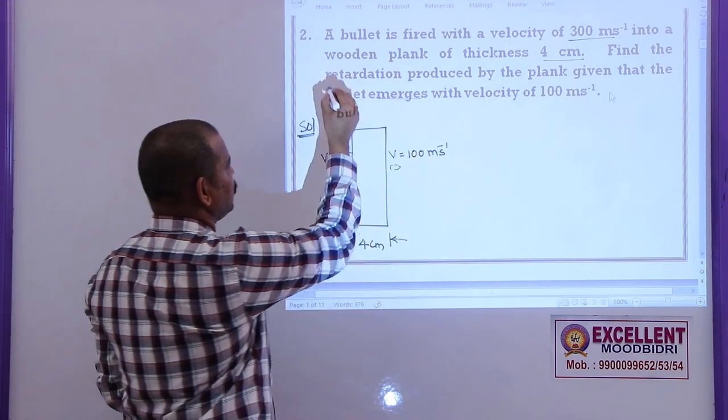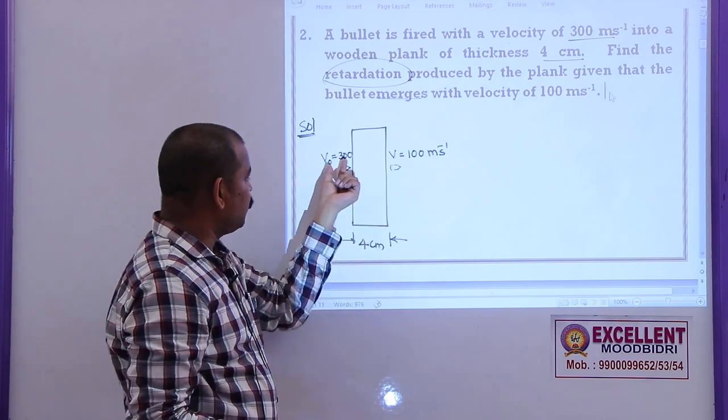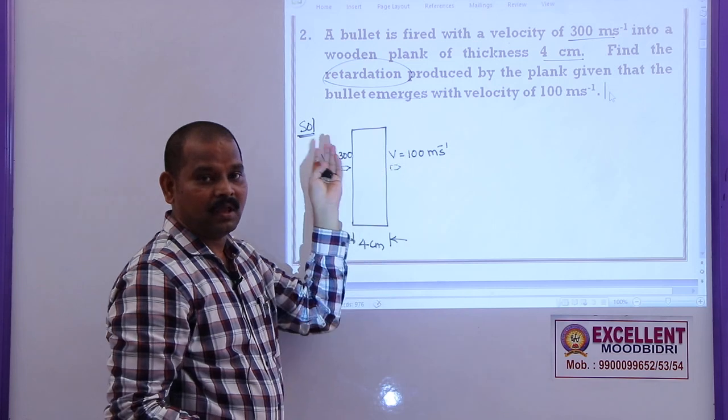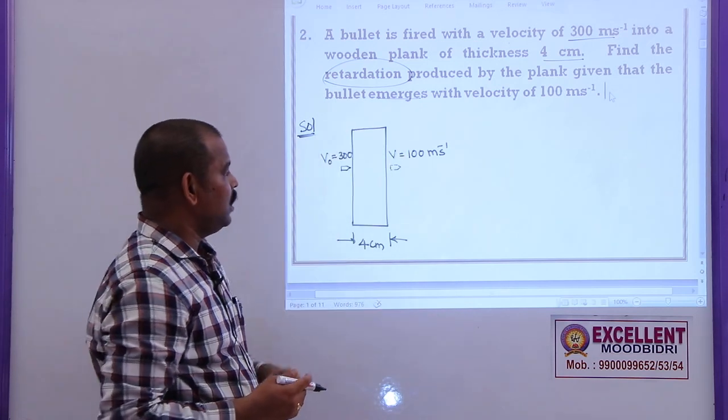They are asking what the retardation is. Why is it retardation? Because here the velocity decreased from 300 meter per second to 100 meter per second. Whenever velocity is decreasing, that is a negative acceleration, and we call it retardation.